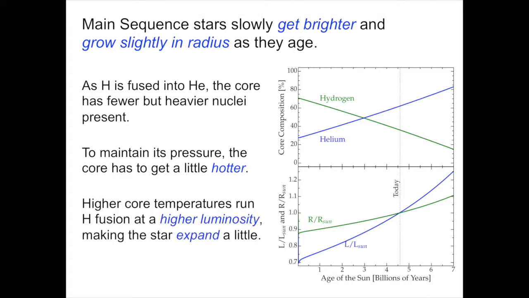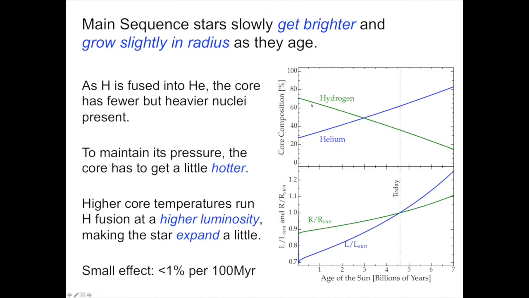Higher core temperatures run the hydrogen fusion at a slightly higher luminosity. It makes a little bit more energy than the star used to need. This makes the star expand a little tiny bit in response as it rearranges its internal structure in response to the slow change in composition down inside the core. The effect is actually quite small. It amounts to less than 1% change in all of these quantities per 100 million years of life.